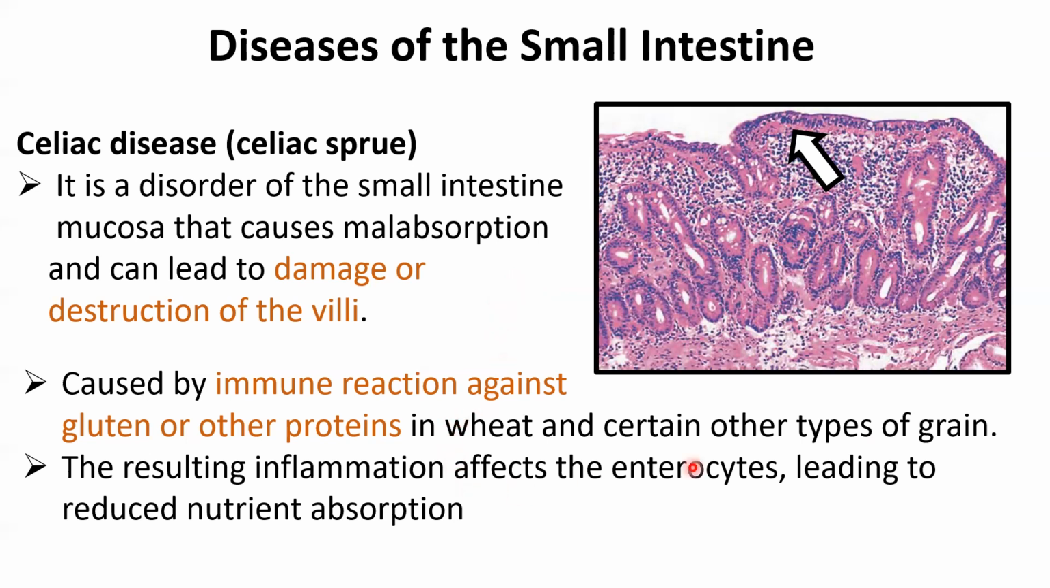The resulting inflammation affects the enterocytes, leading to reduced nutrient absorption. I just put this histology. You can appreciate actually the villi are gone. It's actually a flat, smooth surface now, basically. So if somebody has this, there is no absorption. We told you the villi increase the surface for absorption. Can you imagine somebody lost the surface? They're having issues with absorption. So that's only one disease I want to point out.